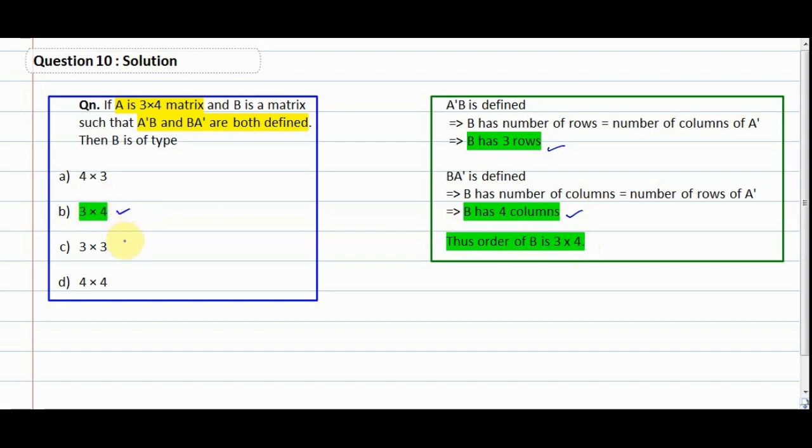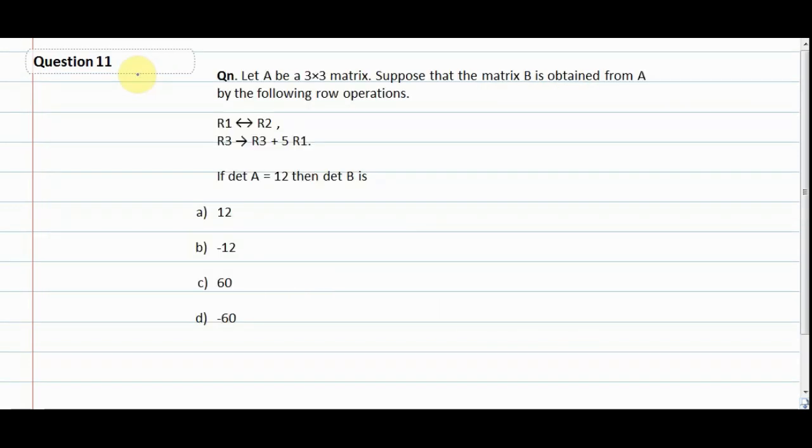Okay, now let's move on to question number 11. Let A be a 3 by 3 matrix. Suppose that the matrix B is obtained from A by the following row operations. Row 1 is interchanged with row 2. Row 3 changes as row 3 plus 5 row 1. If determinant of A is equal to 12, then determinant of B is.